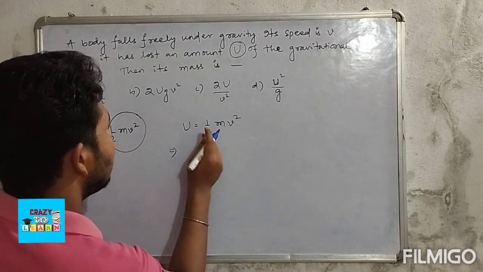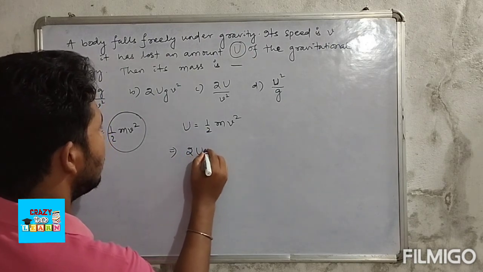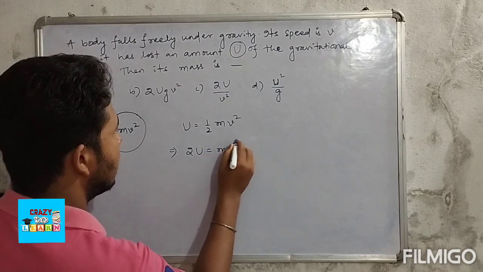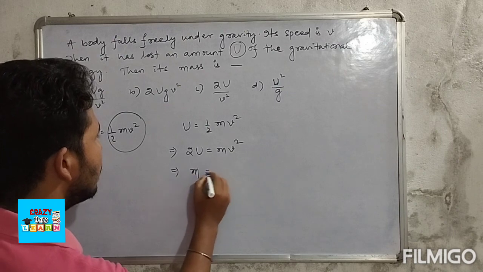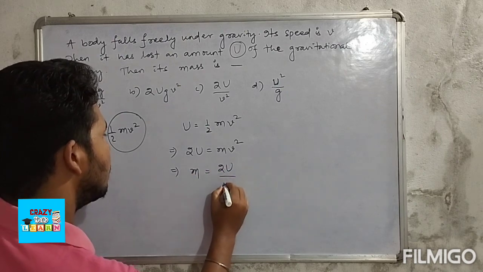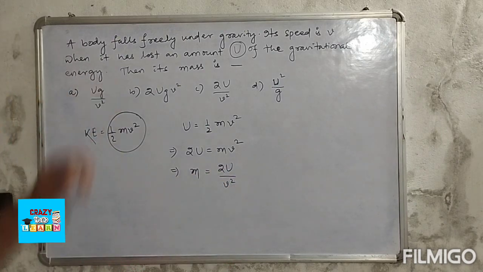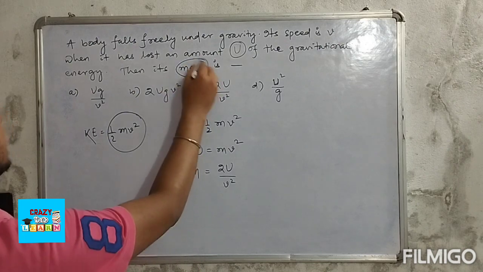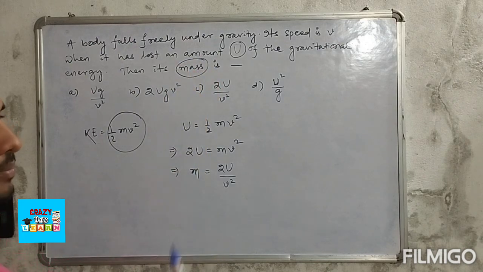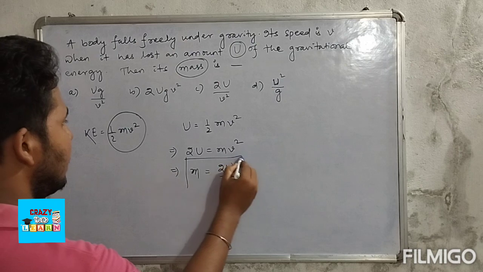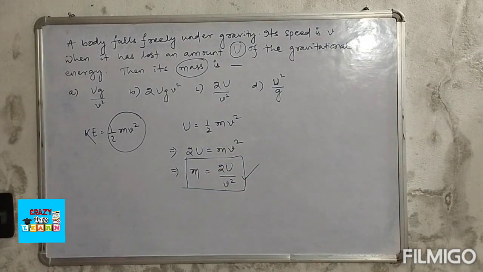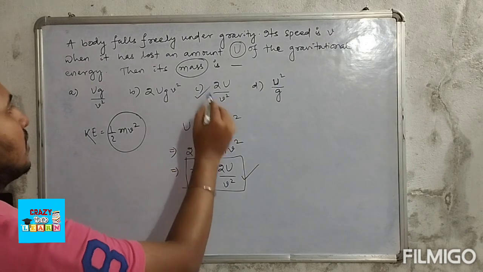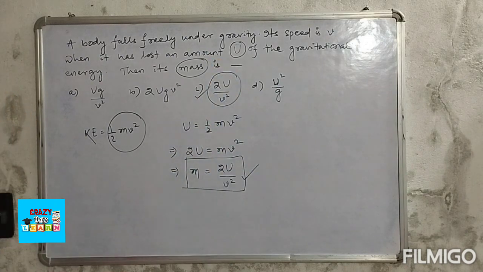So in this way you can write 2u is equal to mv square, and m is equal to 2u by v square. It is asked what the mass is. So what is the mass we are getting here? The mass m is equal to 2u by v square. Option C is the correct one. Clear?